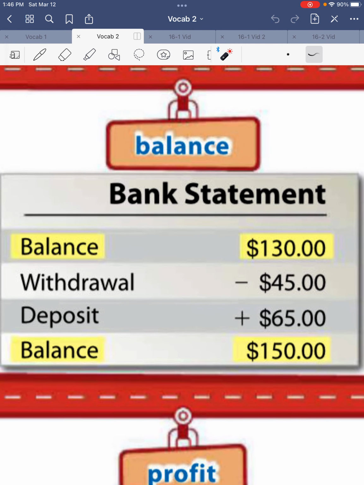Like for example, here with this picture, it's saying that their balance is $130. And then it's saying that they took out $45. And then it says they deposited, so they put back $65 in their bank. And so now their new balance is $150.